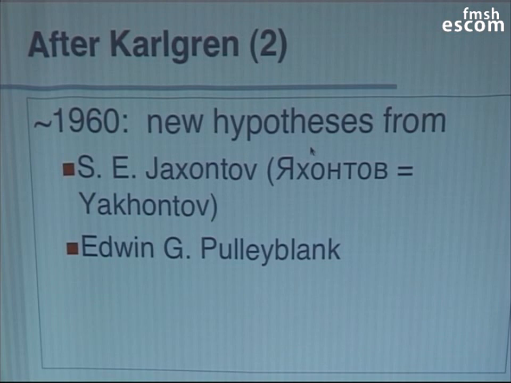Okay, then next step, around 1960, 59, 60, about that time, there were two new players on the field. Yakhontov, who was in Leningrad or St. Petersburg, and Pulleyblank, who was at the University of British Columbia. Both of them came up with very inventive ideas. Some of Pulleyblank's inventive ideas had actually been invented earlier by Japanese scholars, which he acknowledges for the most part. But anyway, there were some new ideas that came into play at this time.